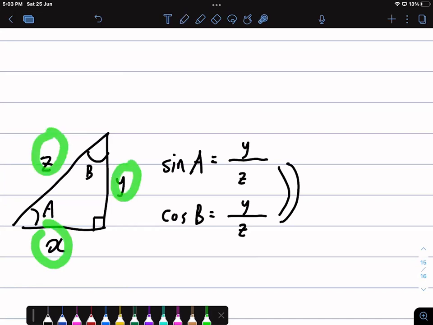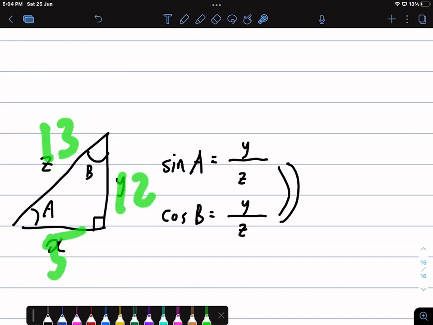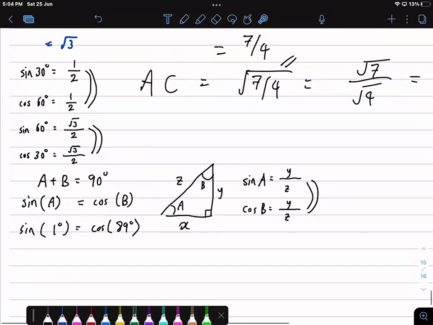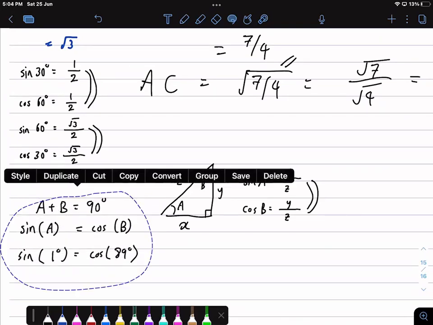I said X, Y, Z. I didn't say any other length. It could be 3, 4, 5, or 5, 12, 13, anything. 7, 24, 25, 8, 15, 17. It doesn't matter. The fraction ratio will always be the same. That's therefore proven. Please remember this rule. It's called the complementary identity. There are still two more you need to know.